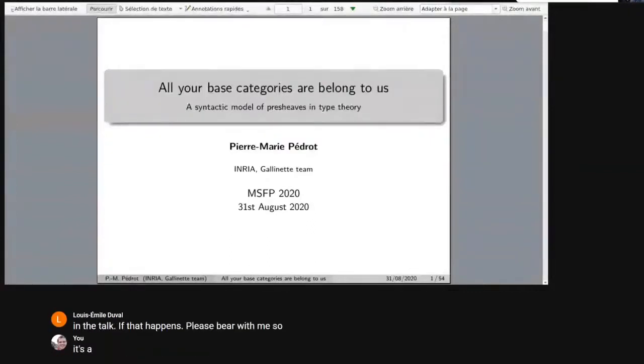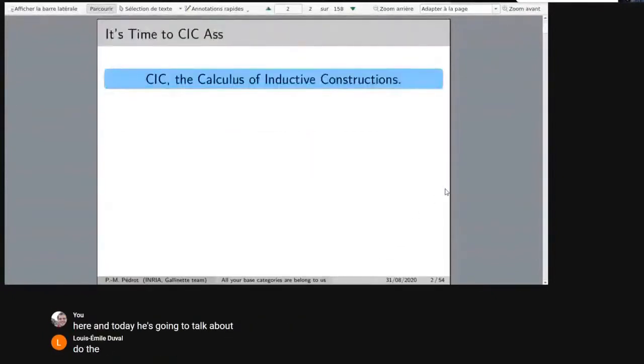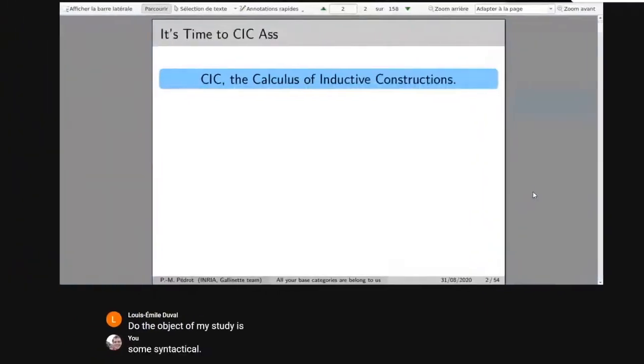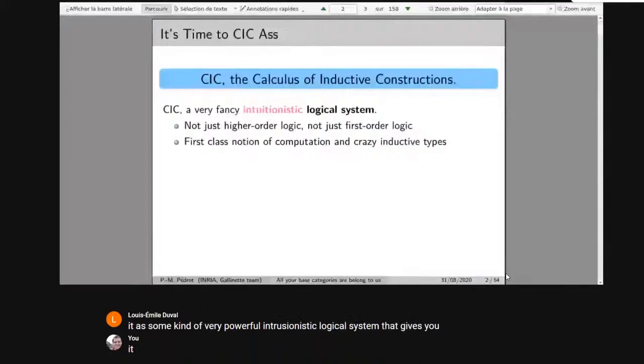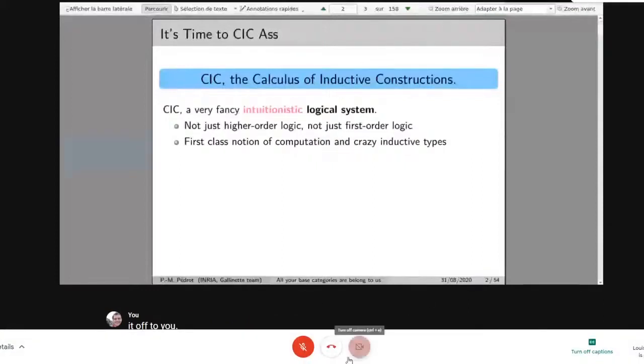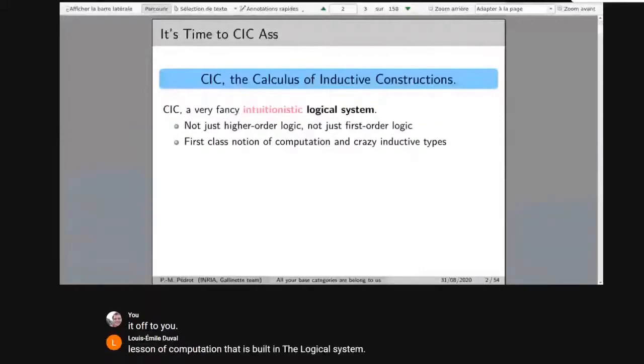So today, indeed, I will be talking about a syntactic model of presheaves in type theory. The object of my study is called CIC, the Calculus of Inductive Constructions, and it's a perfect fit for MSFP because you can see it as a very powerful intuitionistic logical system that gives you a very rich logic and a first-class notion of computation that is built into the logical system. So that's really a very powerful logical system.